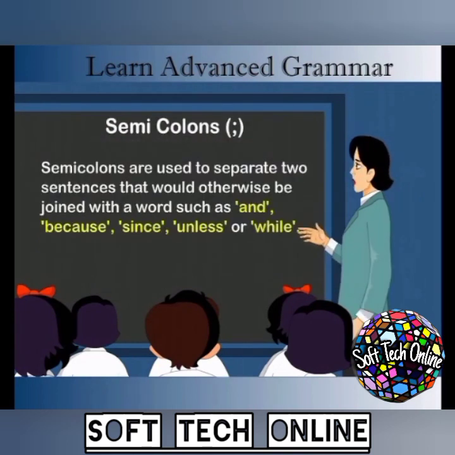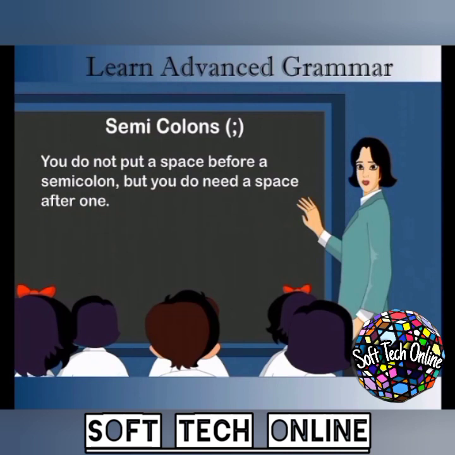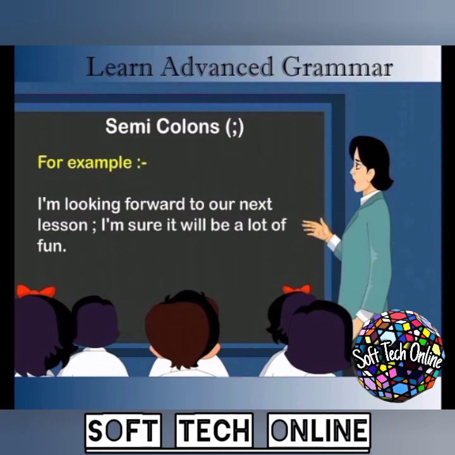Semicolons. Semicolons are used to separate two sentences that would otherwise be joined with a word such as and, because, since, unless or while. You do not put a space before a semicolon, but you do need a space after one. For example, I am looking forward to our next lesson; I am sure it will be a lot of fun.